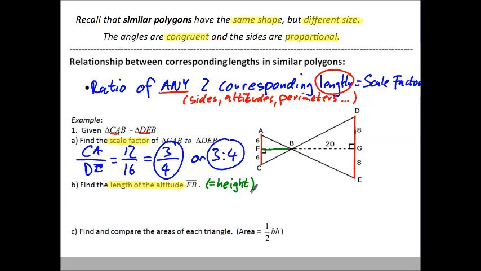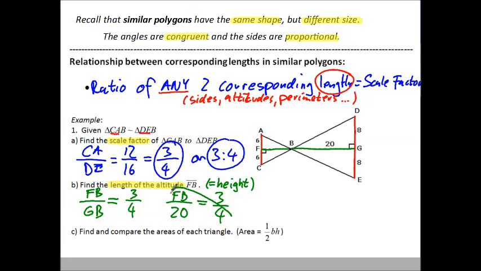So, what is the length of FB? We can see that FB has to be corresponding to the length GB, which is the height or altitude of the other triangle. We know now that the scale factor of any length in these two triangles is 3 over 4. So FB over GB is equal to 3 over 4. Fortunately, we know that GB is 20 units long, so FB over 20 is equal to 3 over 4.